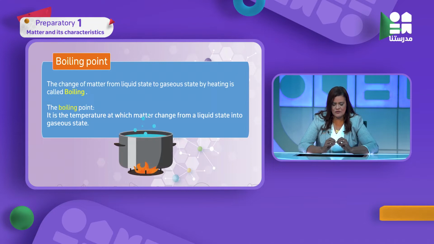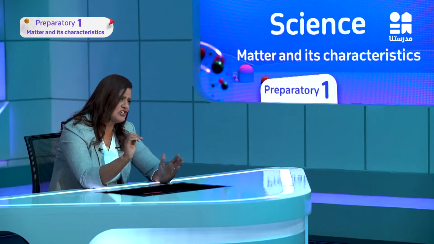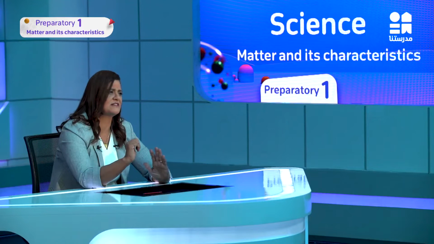Boiling point itself, we are talking about temperature. So I say, it is the temperature at which matter changes from liquid state to gaseous state. Here, you have to differentiate between boiling and boiling point. Boiling is a process, changing liquid to gases. But what about boiling point? I'm talking about point. Point means temperature. So we can say that it is the temperature at which liquid changes to gas by heating.